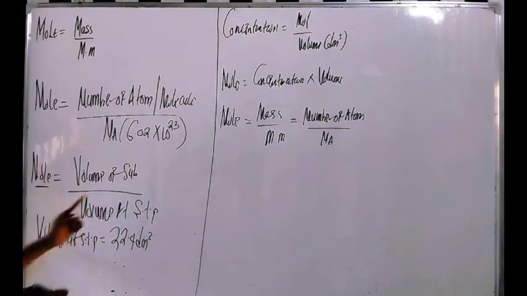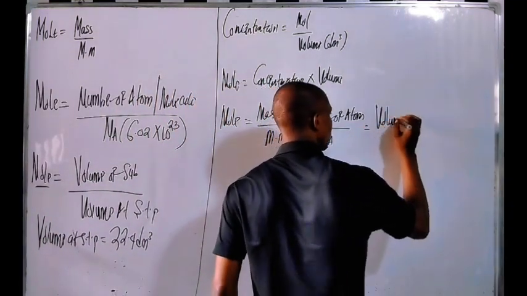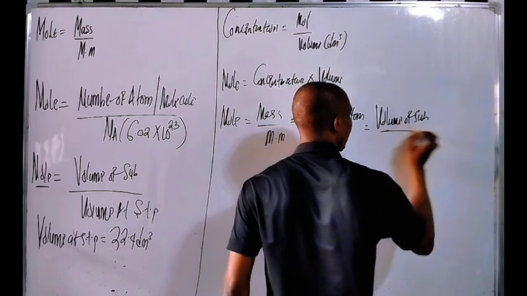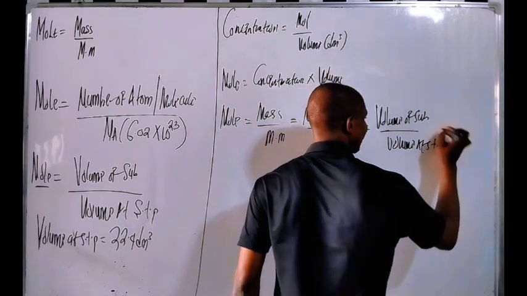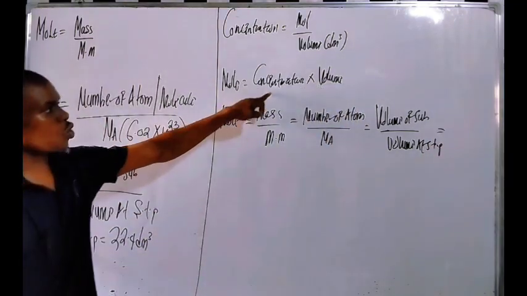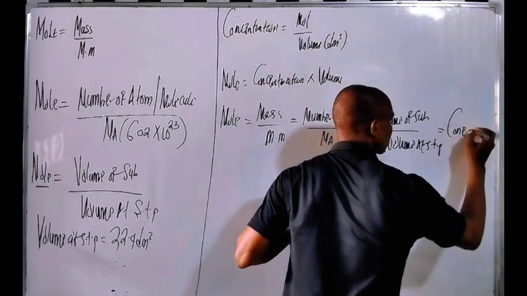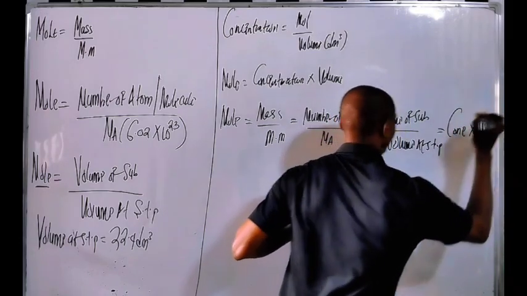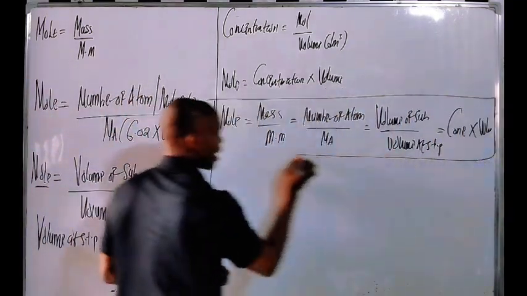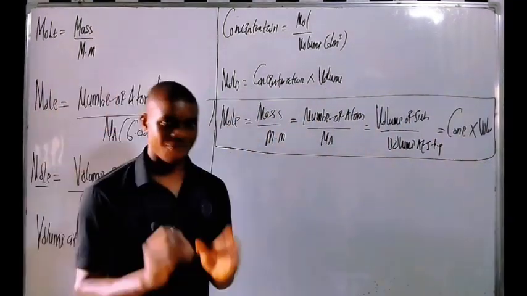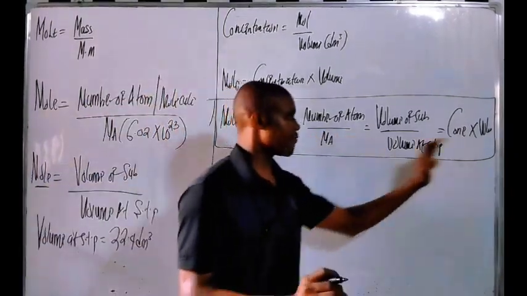Next is volume of substance over volume at STP, equals volume of substance over volume at STP, right? Equals concentration times volume. Do you see that? So these are the various formulas you need to apply when you are solving problems. Very important. Just 1, 2, 3, 4.